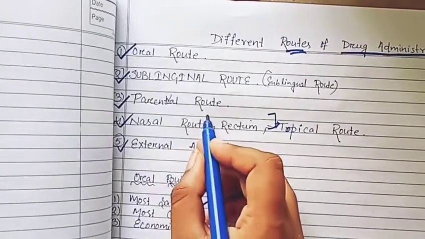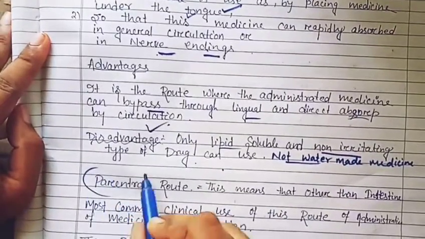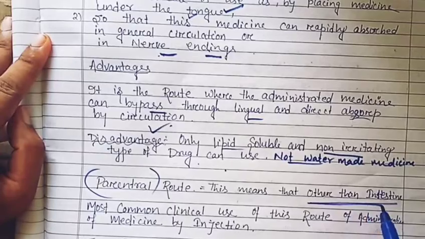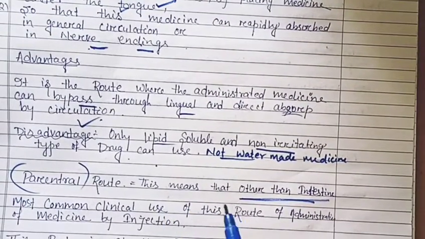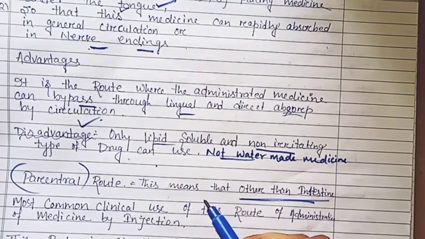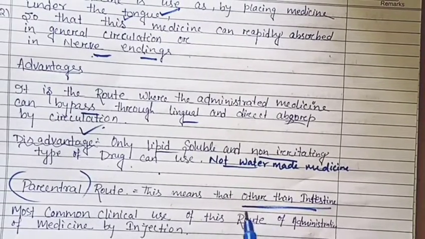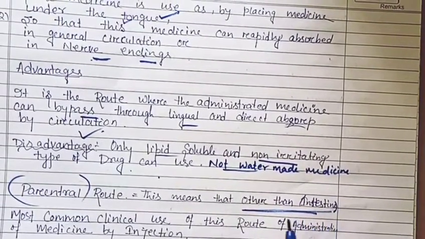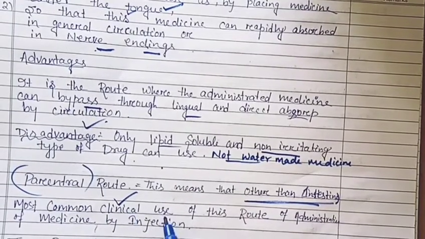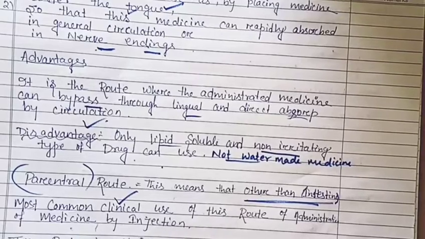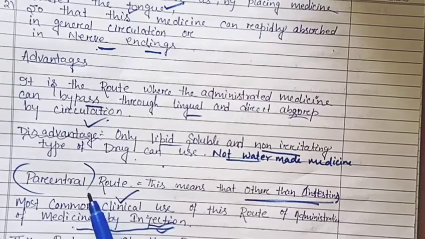After sublingual, our third point is the parenteral route. Parenteral, as its name says, means other than the intestine, meaning routes applicable to any part of the body that do not enter the intestine. This type of route is commonly used in most clinical cases. We use the medicine by means of injection, which is commonly under this parenteral route.